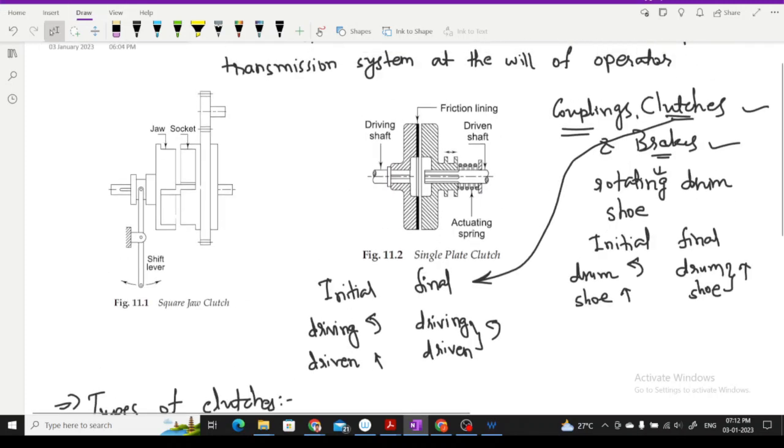Yes, sir. Right. So here, as you are seeing, we will discuss this square jaw clutch and single plate clutch. We will be more focusing on this single plate clutch. As you can see, in this single plate clutch, it is in the engaged condition. During this, the power will be transmitted from the driving to the driven shaft. But when you are shifting the gears, this will be disengaged. Then only you will be able to shift the gears.